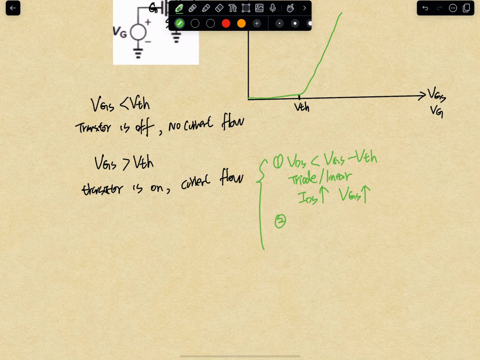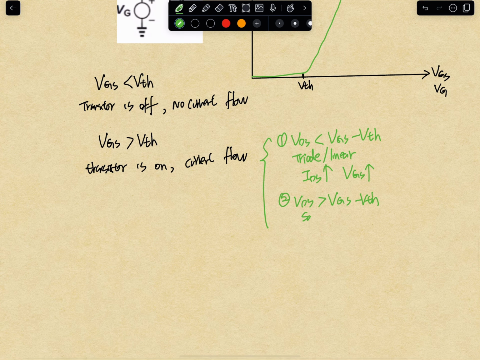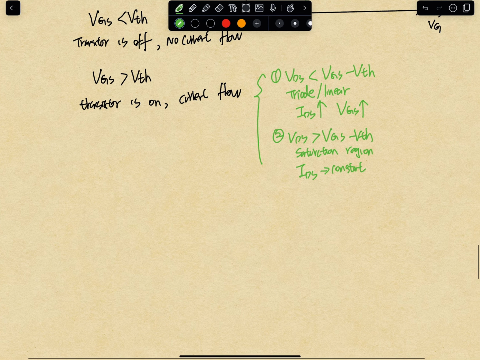The second part is when the VDS is greater than VGS minus VTH. That's the most important scenario. We call it the saturation region. At this time, the IDS will stay constant, no matter how you increase the VGS. But in reality, it's not constant. It will increase a little bit. We want to keep it constant, but it's not an ideal world or ideal design, so it will change.